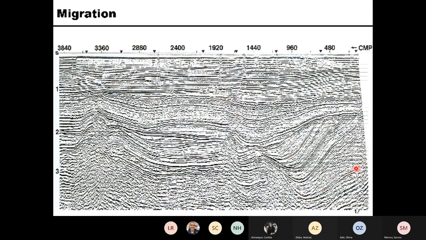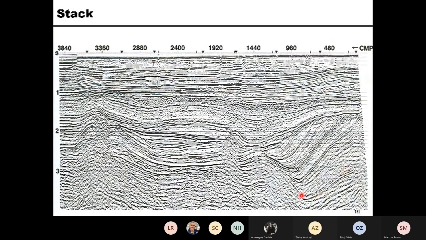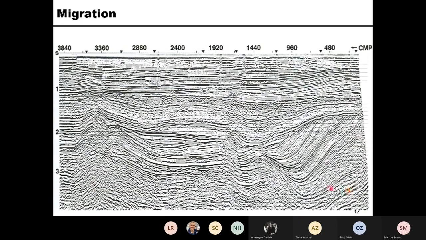Let's see this one before migration, after migration, see what it looks like. So here it's much clearer. Why? Because there's lots of diffractions behind. After migration, all the diffraction collapse into a single point. So this becomes much clearer. Let's see here, see that? Okay. So migration also makes the resolution much better compared to the stack section, right?